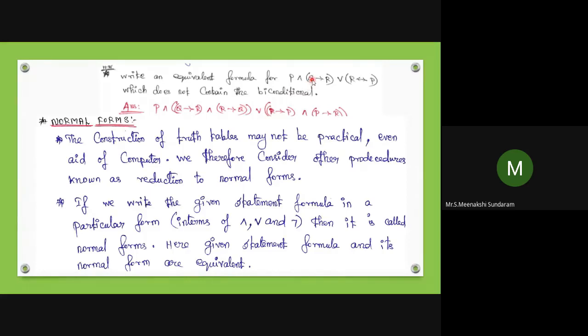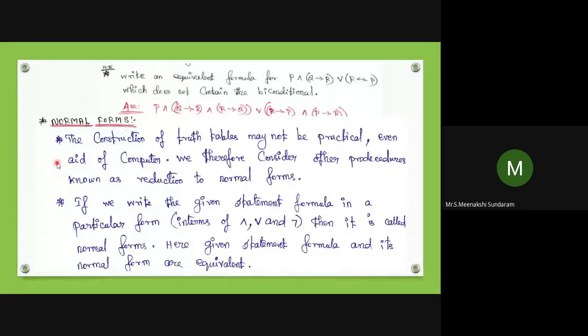I think I made a mistake here. P conjunction Q biconditional R. You know the formula: Q biconditional R is Q to R and R to Q. Similarly R to P and P to R. Just a one-step answer. Direct answers will come.